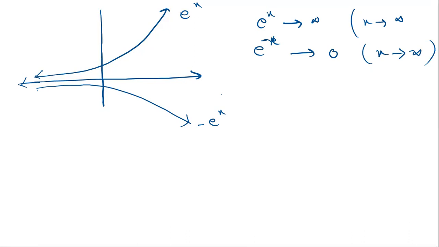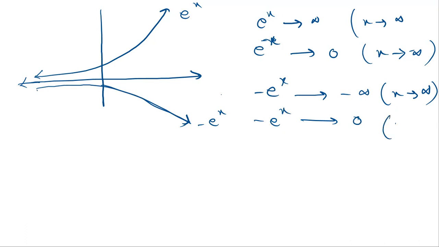Correct? Now what will be the case of minus e to the power x? It will tend to minus infinity for x tends to infinity. So this graph is below the x-axis, below the origin. And minus e to the power x will tend to 0 when x tends to minus infinity. Right? So what we have seen, just observe here.